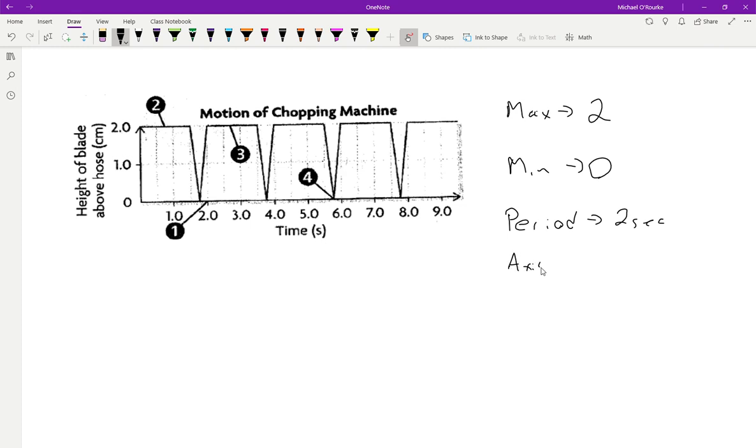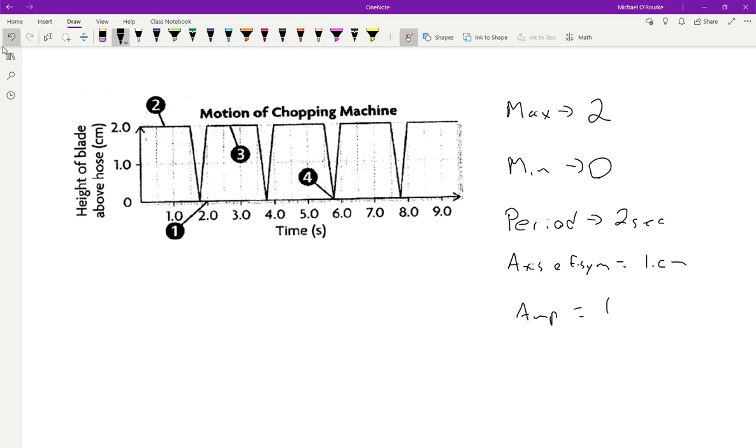What's our axis of symmetry? Do we agree with Tanner here? Good. And what's our amplitude? You can't agree with yourself, Tanner. I just saw that. Good.